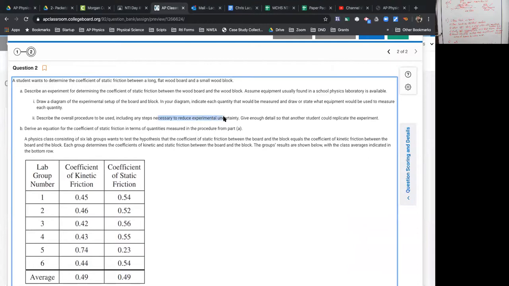Yeah, this is a biggie. This is why we want this on every lab report. Reduce experimental uncertainty and make it easy enough that another student should be able to replicate it. Okay, good deal. All right, part B.